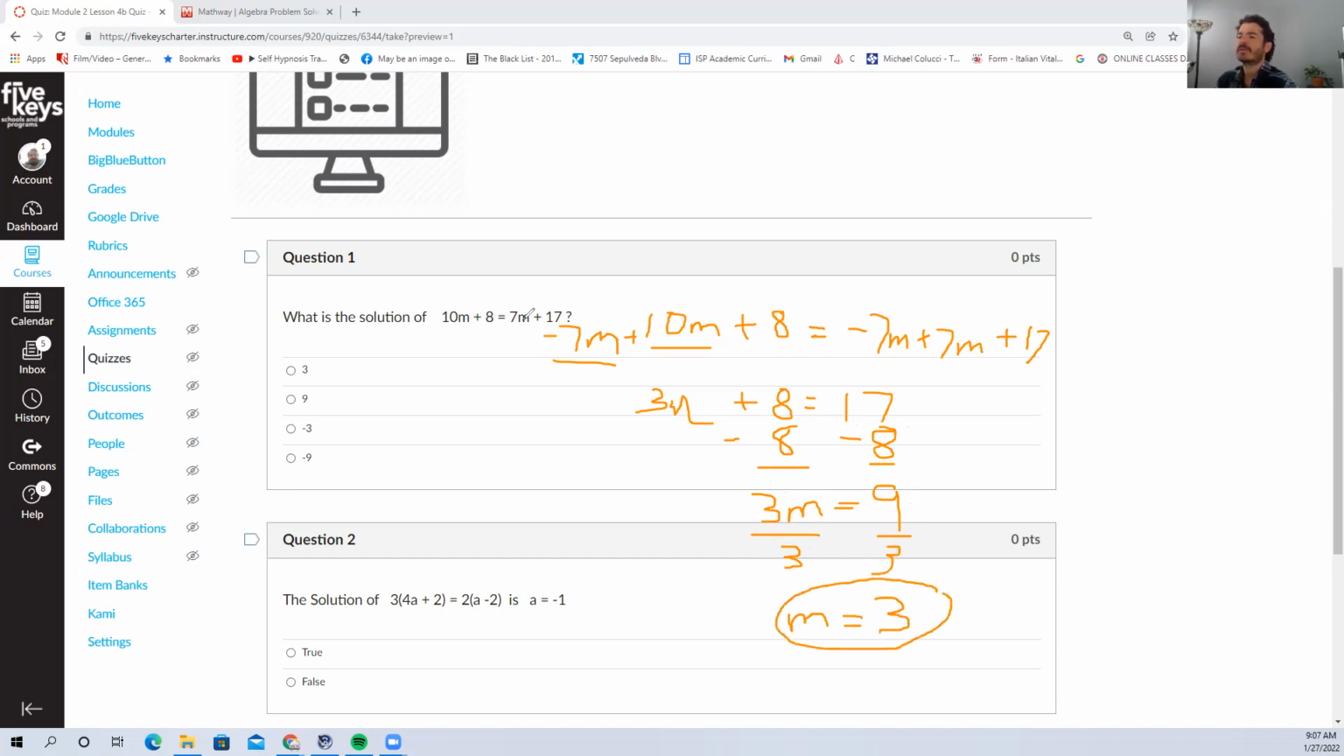We can put it back into the original and see 10 times 3 is 30 plus 8 is 38. Equals 7 times 3 is 21 plus 17 is 38. And you can do this very, very quickly.